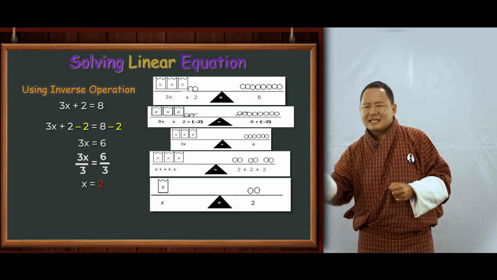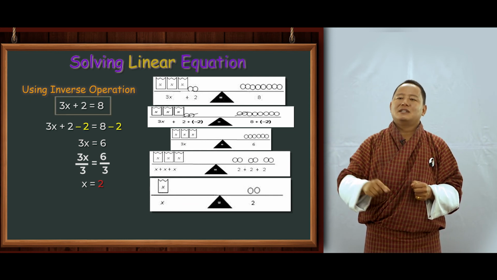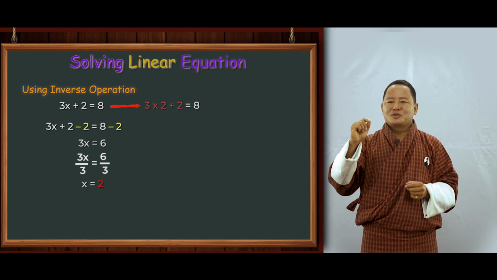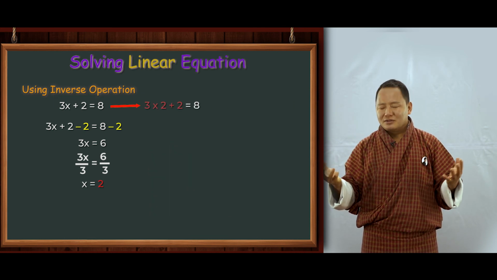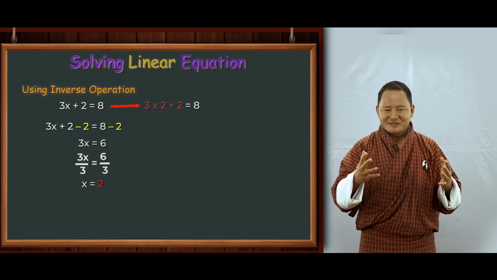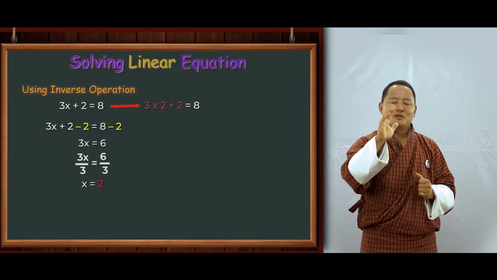Now try to put that in the earlier equation, 3x plus 2 equals 8, and see whether it is coming 8 or not. So 3 times 2 plus 2 equals 8. So it's correct. Okay children, I hope you are getting something. Please pay attention and be with me. I'm left with a very small portion.